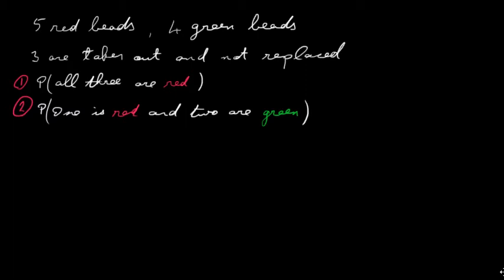Okay, so in this problem we're going to look at a problem involving probabilities, independent events, or in this case non-independent events, and tree diagrams. So we're going to work out this problem here.